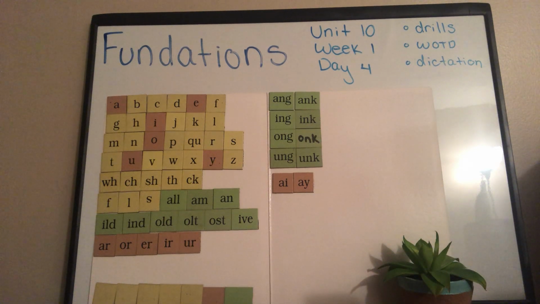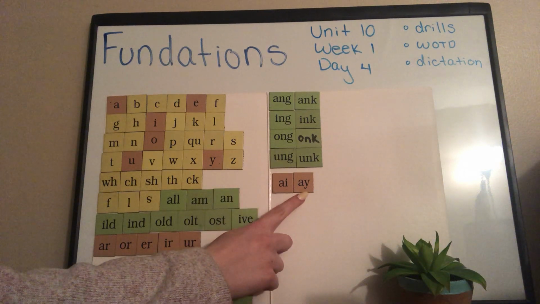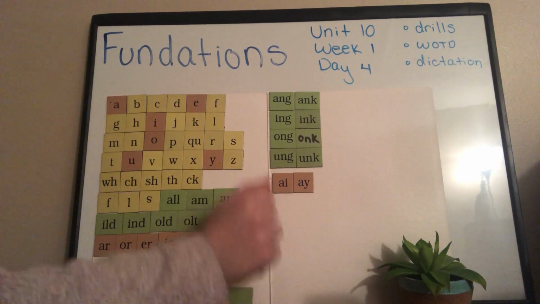We are on our first day of learning online. I don't know about you, but I'm really excited. So we're starting off with Fundations. In our Fundations book, we're in Unit 10, Week 1, and Day 4. The main focus of this unit, of Unit 10, is this AI and AY double vowel team.